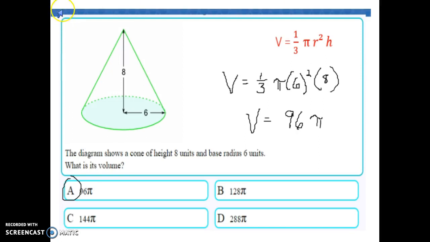The last two are going to be cones. We have a right cone here. So the formula for our cone is 1/3 pi r squared h. R is your radius, h is your height. So our radius is here, 6 squared. Our height is 8. And now notice the answer choices are left in terms of pi, so we simply want to multiply. 6 squared is 36 times 8. Divide by 3 to get 96 pi.